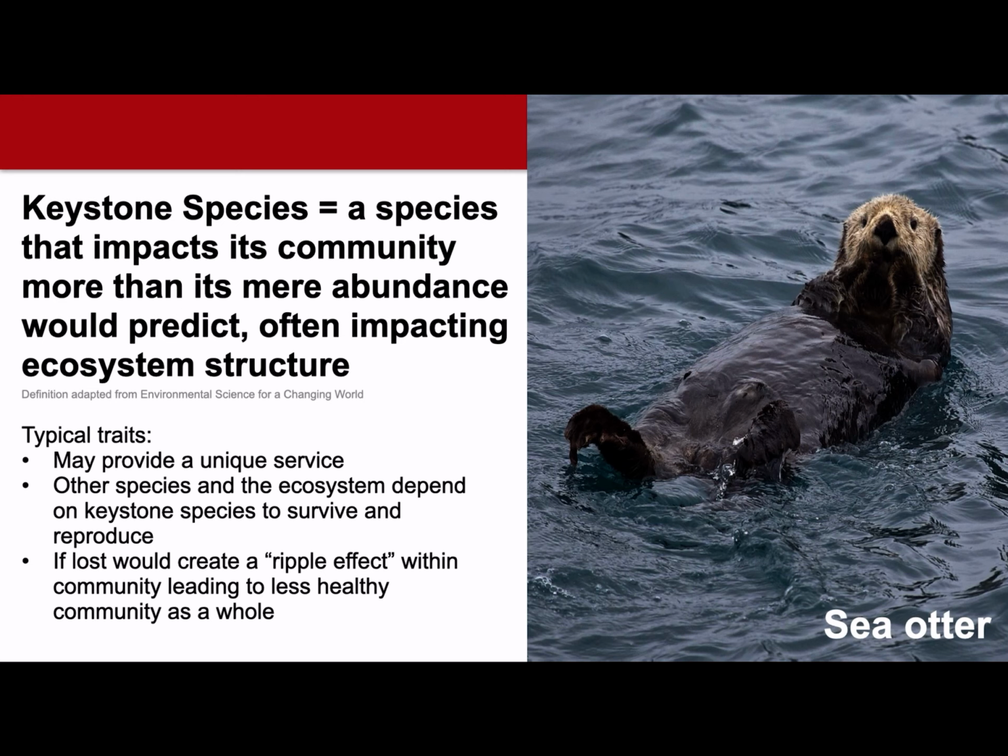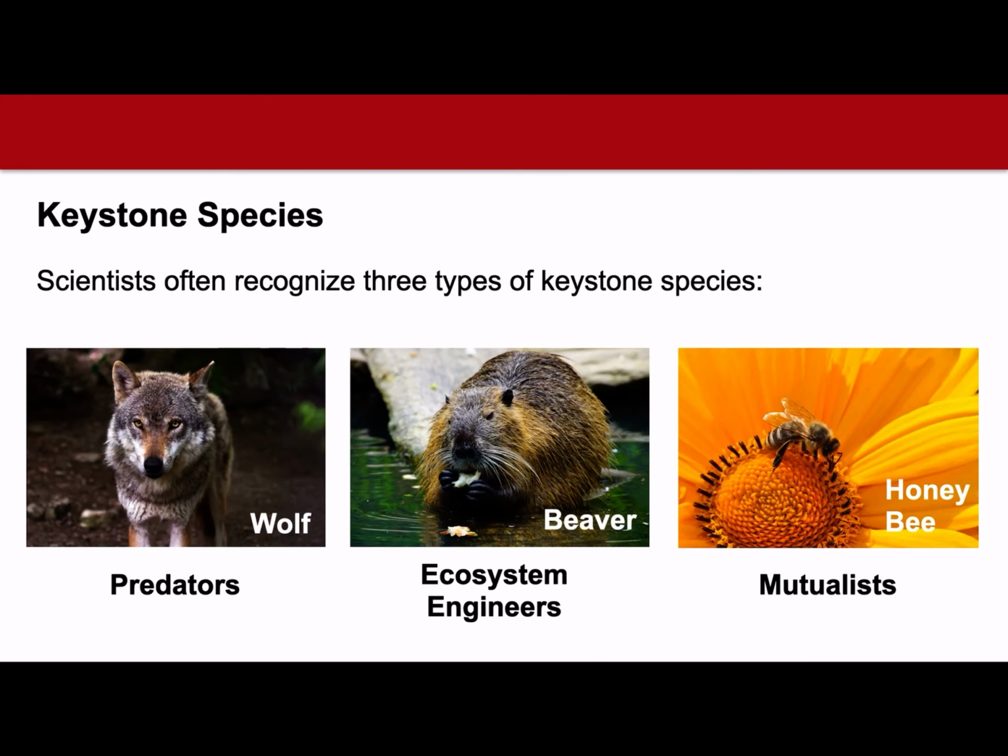Other examples of keystone species include beavers, bees, grizzly bears, wolves, alligators, orcas, lions, and wild dogs. Keystone species can typically be recognized in three categories: predators, ecosystem engineers, and mutualists.